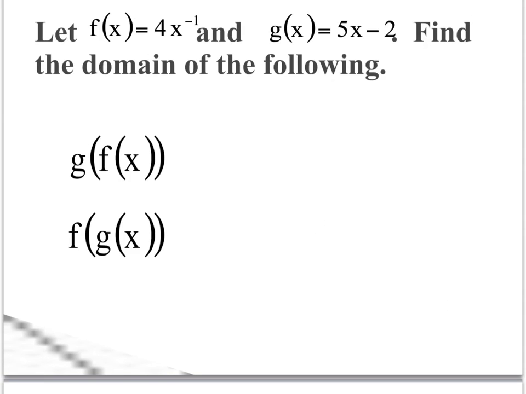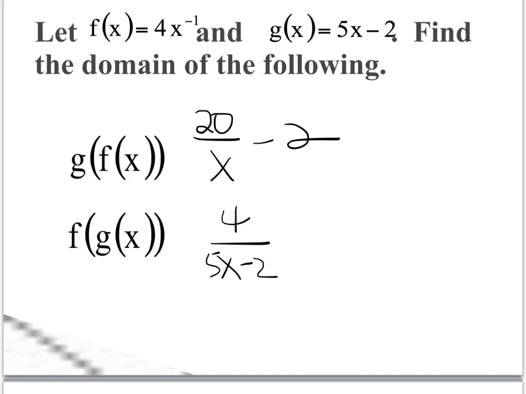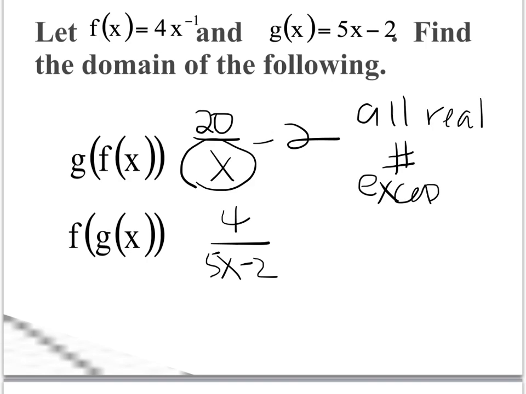So now let's talk about those domains. So if we talk about g of f of x, that was 20 over x minus 2, and f of g of x is 4 over 5x minus 2. So again, we look at the x's. This x can be any number we want, positive or negative, because we're not taking any roots this time, except for 0. So we can say all real numbers except 0.